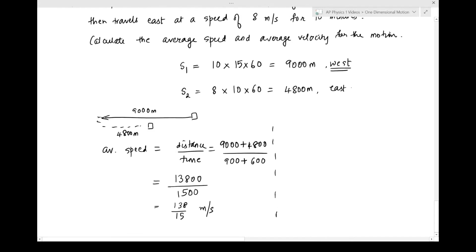Now on the other hand, the average velocity we know is displacement over the time interval, and displacement in this case, we know that the object has landed to the left of where it started, and you'll see that the displacement is simply negative 4,200 meters, and we can divide it by the time. The total time was still 1500 seconds, and this we can simplify, negative 42 over 15, which could be simplified as negative 14 over 5 meters per second.